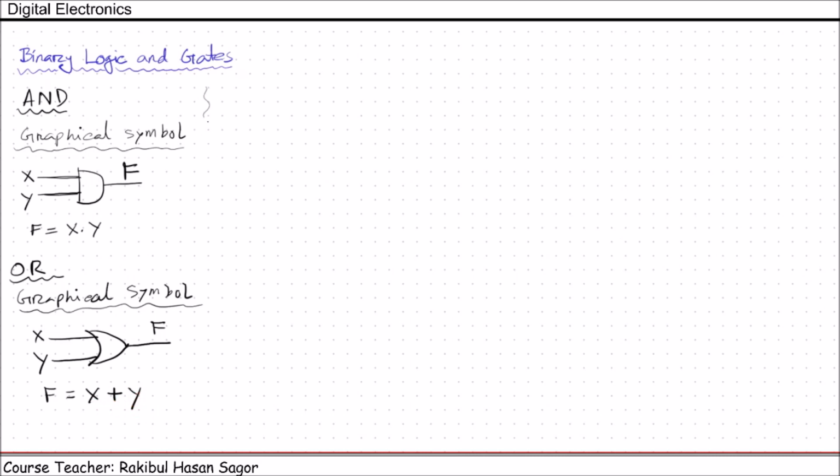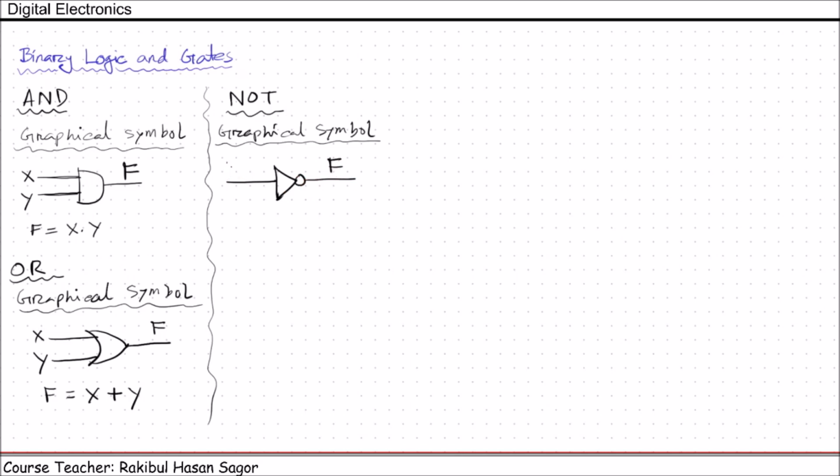And finally, we have another symbol, that is NOT gate. The graphical symbol looks like this. We have a NOT gate here, F, and input is X. We can say F equal to X bar or X prime. Both are okay. Other than these three basic logic gates, we also use other gates. One of that kind is NAND gate.